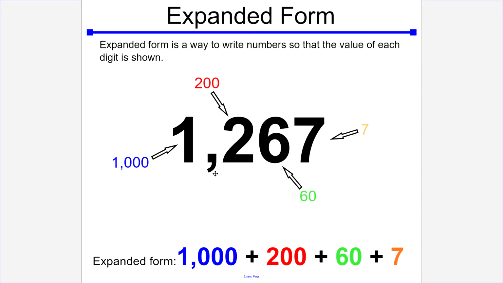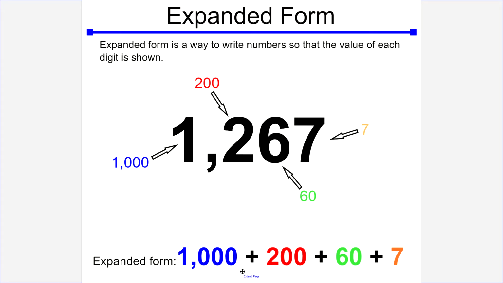If I want to write the number 1,267 in expanded form, I'm going to stretch it out to show the value of every one of these digits. To write 1,267 in expanded form, I would write it 1,000 plus 200 plus 60 plus 7.